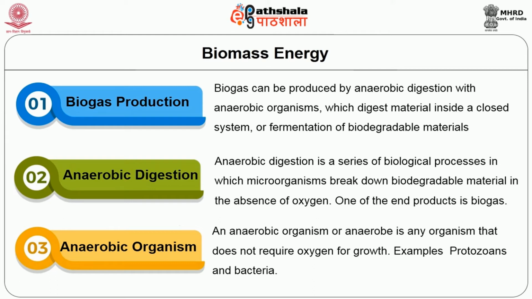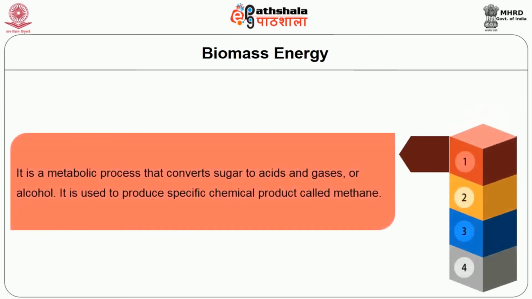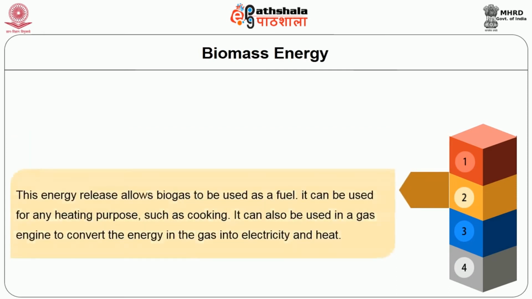Fermentation process in biogas. It is a metabolic process that converts sugar to acids and gases or alcohol. It is used to produce a specific chemical product called methane. This energy release allows biogas to be used as fuel. It can be used for any heating purpose such as cooking. It can also be used in a gas engine to convert the energy into electricity.